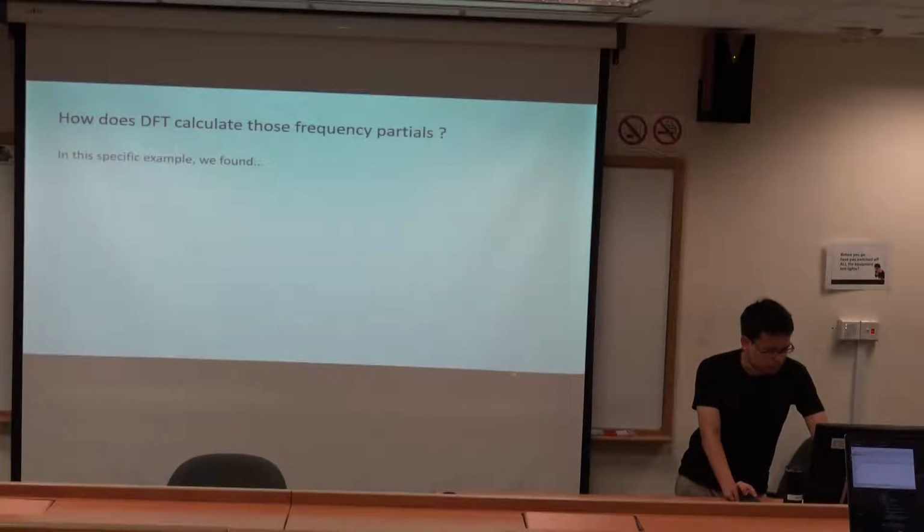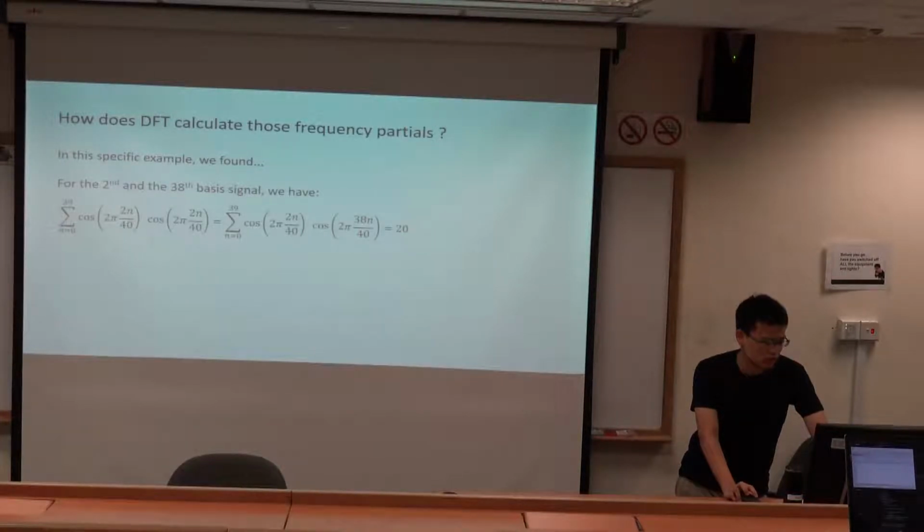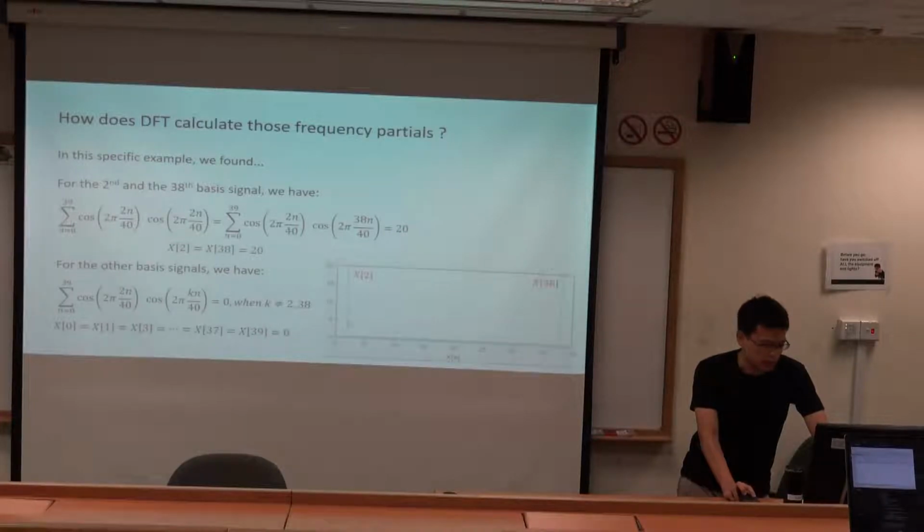Then, if we calculate the specific example, for our original function, which is a cosine function, if we compare it with the second and the 38th basis signals, we get the highest value of 20. For other basis signals, the results are all 0. And if we plot the X array, it will be like this.